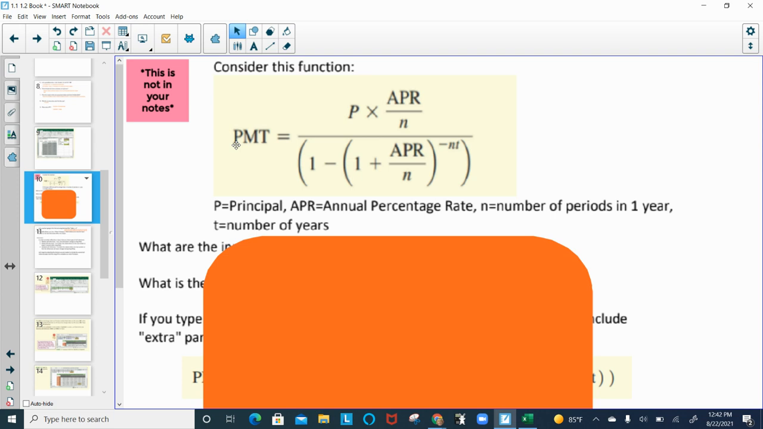So if it's a car loan or a home mortgage, that kind of thing where you have a principal, P, an annual percentage rate, and the number of periods, N, in 1 year. And I'm not sure if you can see that very well, it's a T right there being multiplied by the N. That is the number of years. So, think about a car loan being 3 or 4 or 5 or in some cases 6 years. Or mortgages usually are 15 or 30 years. That's that T value, okay?